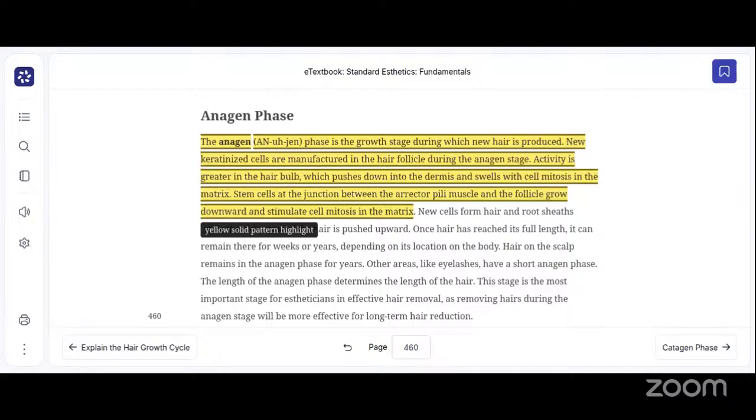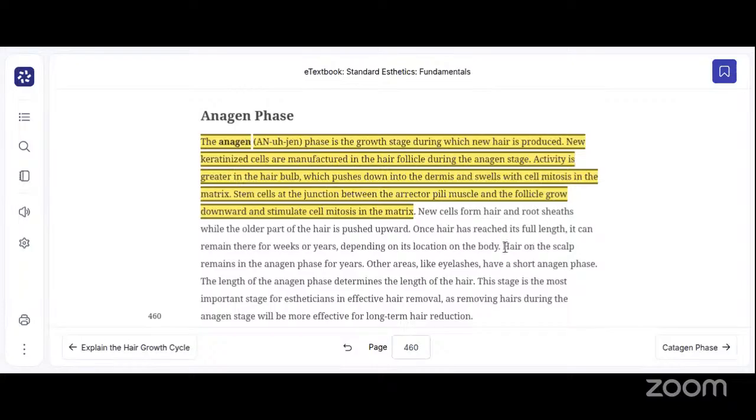So here we go, now we're growing. It says new cells form hair and root sheaths while the older part of the hair is pushed upward. So in this figure it's always new, new, new, and the older hair is protruded upward, with the new hair forming at the base.